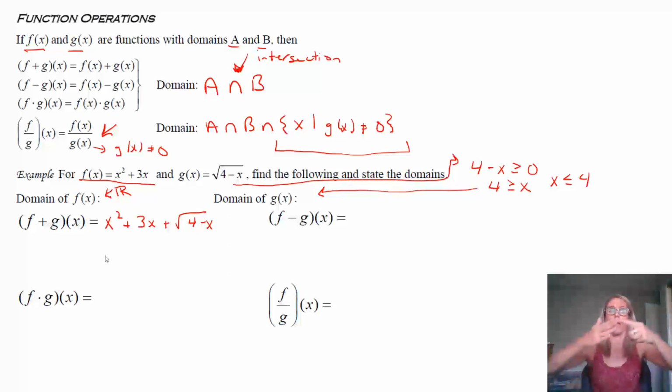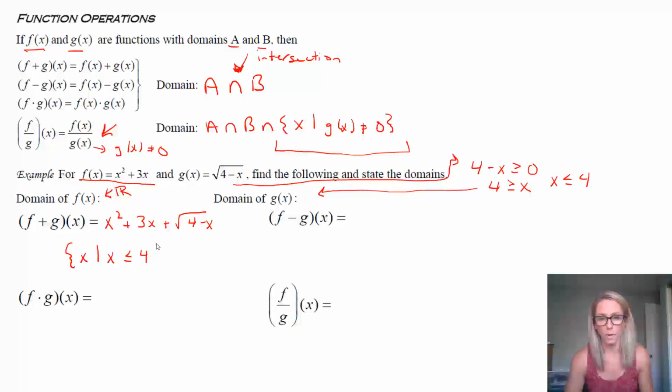Well, the intersection of everything with x less than or equal to 4 is going to have to be x less than or equal to 4. So our domain is going to have to be all x such that x is less than or equal to 4. See if you can do the subtraction, the multiplication, even just set up the division again. All you're doing is writing it out. It doesn't look special. It's just to get you to think about it.